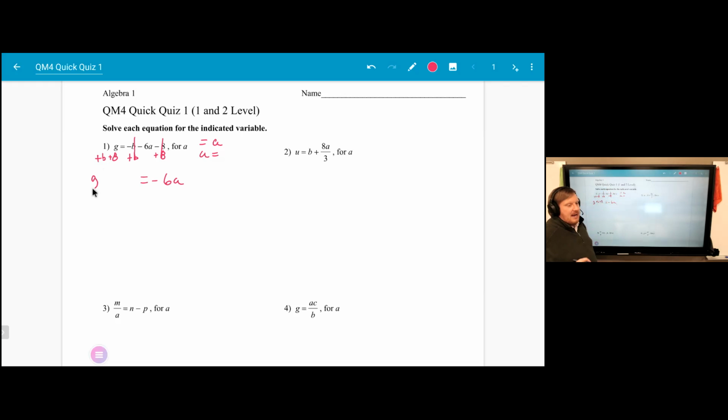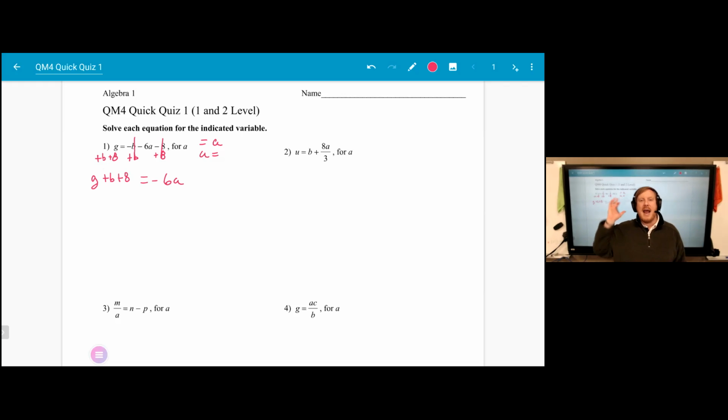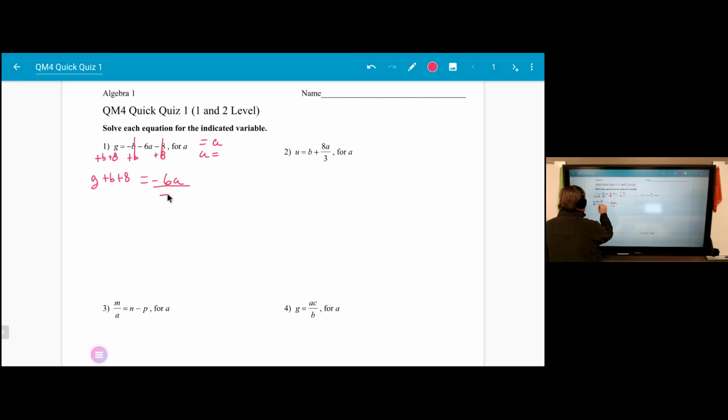Now, Mr. Brayman, could I have 8 plus b plus g or g plus 8 plus b? Whatever order you have, as long as it's positive g, positive b, positive 8, and they're being added together. So how do we finish this out? Well, we have to divide everything by negative 6. When I say everything, I mean everything. And so here I'm left with g plus b plus 8 divided by negative 6 equals, well, negative 6 divided by negative 6 was 1, so we just have a.